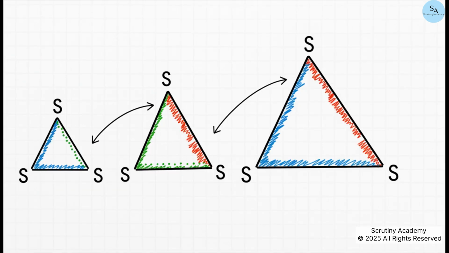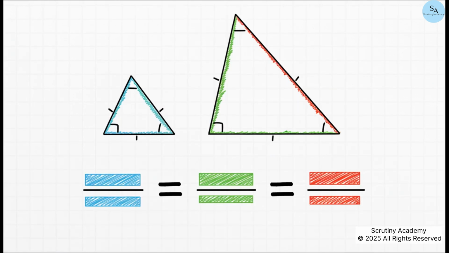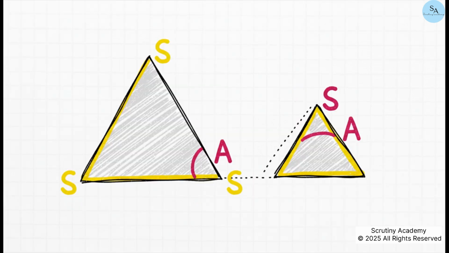All right, next tool in the box. This time, we're shifting our focus from the angles to the sides. This is the side-side-side similarity test. For SSS, all you have to do is check the ratios. Is the ratio between all 3 pairs of matching sides the same? So, for example, if every side of the bigger triangle is exactly double the length of its buddy on the smaller one, then you've proven they're similar. Simple as that.